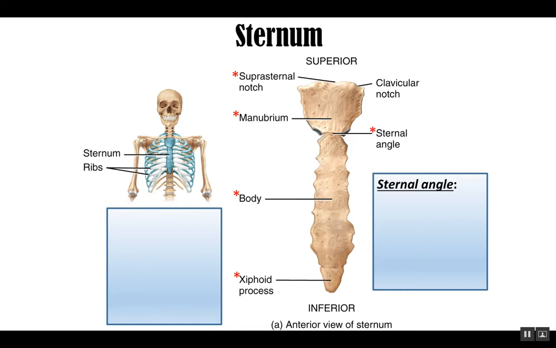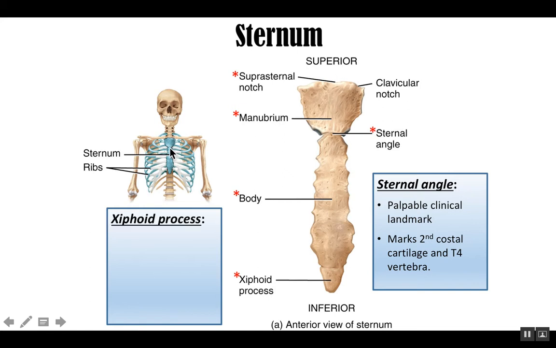You'll notice that the sternal angle is a very important landmark. It is the region where the manubrium fused with the body of the sternum. That sternal angle is palpable. You can feel it. It's a clinical landmark that helps medical professionals identify the second costal cartilage. The second costal cartilage will be attached to the second rib. So if you look here, this is the second rib making contact at roughly the sternal angle.